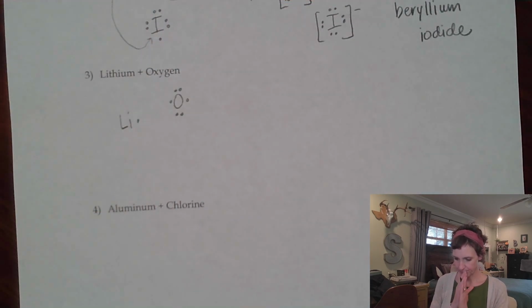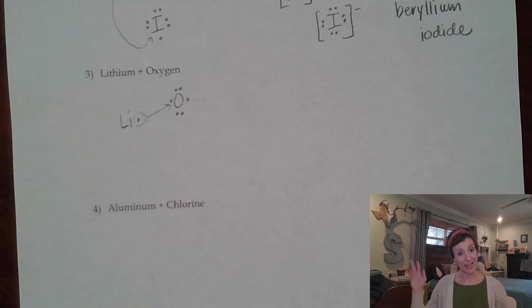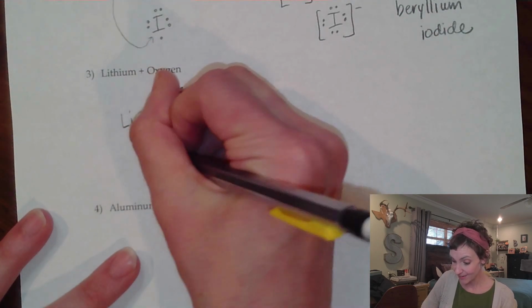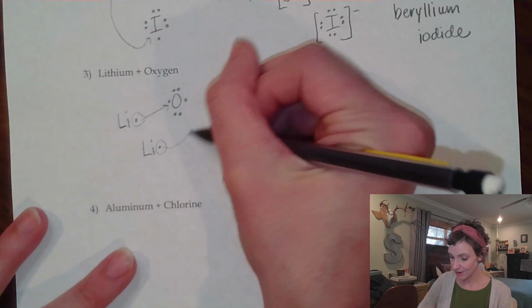Okay. Now, lithium, we know he's going to get rid of that valence electron. Boom. Lithium is happy. He's like, bye, see you later. But is oxygen happy? No, he's like, I need 1 more, thank you. Well, who's he going to get another electron from? How about another lithium? Yeah, we can bring another guy in here. He's got his valence electron, and he's like, oh my gosh.